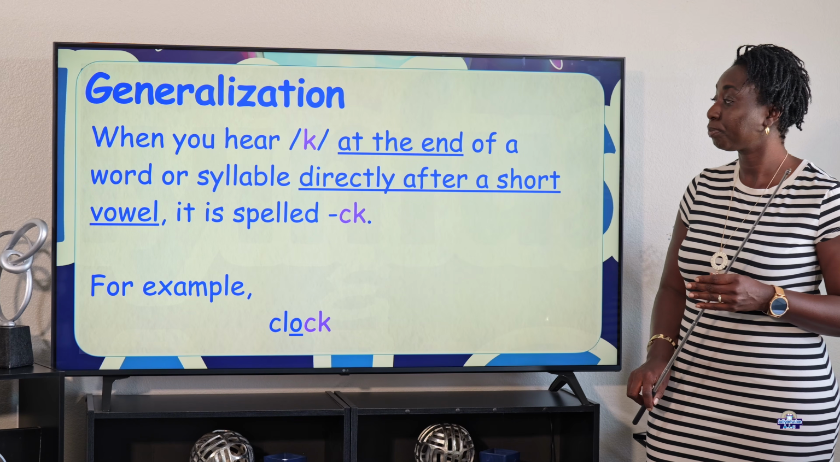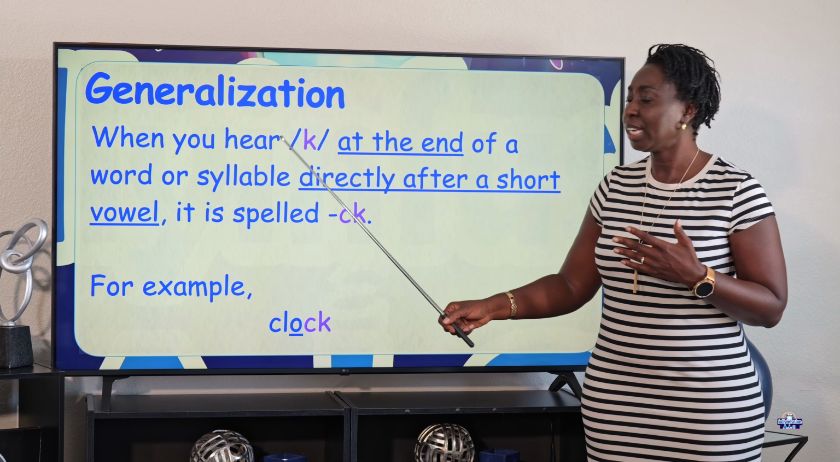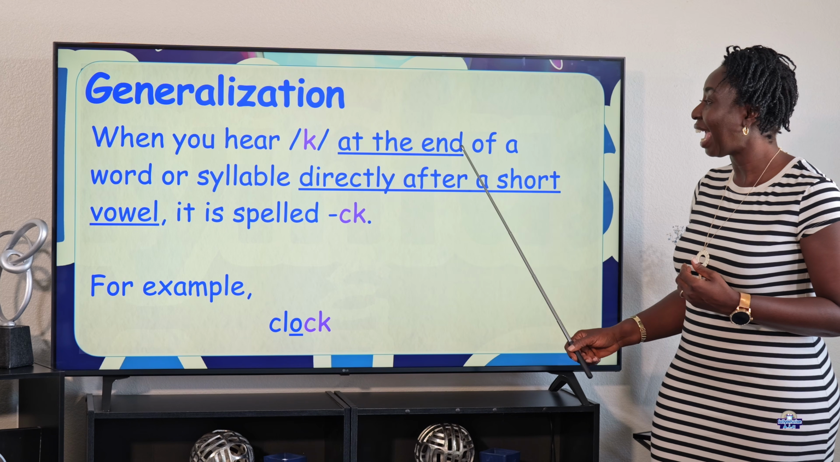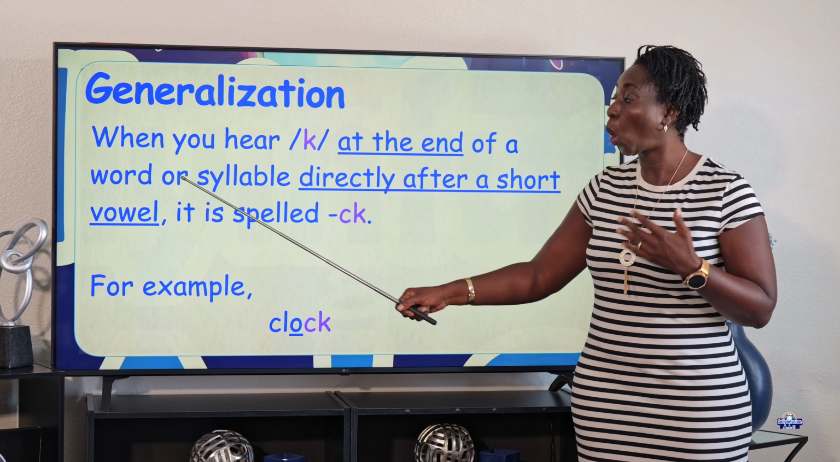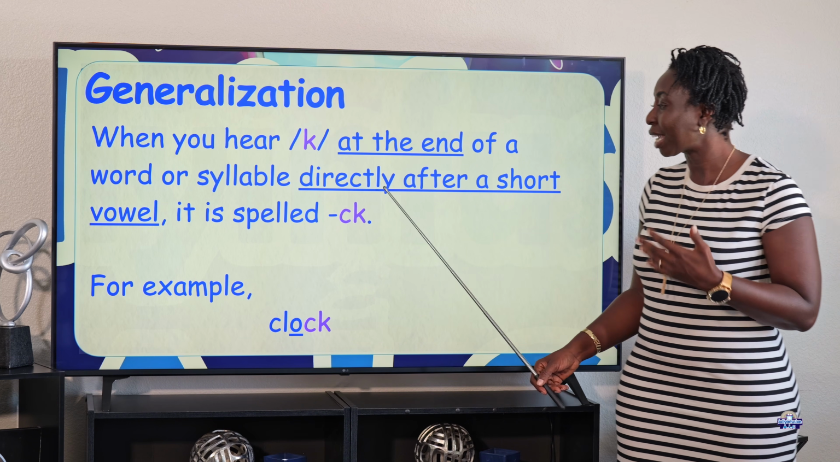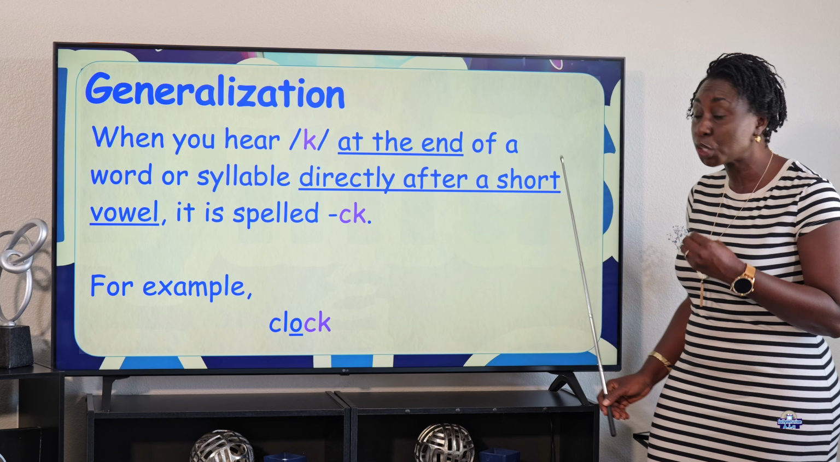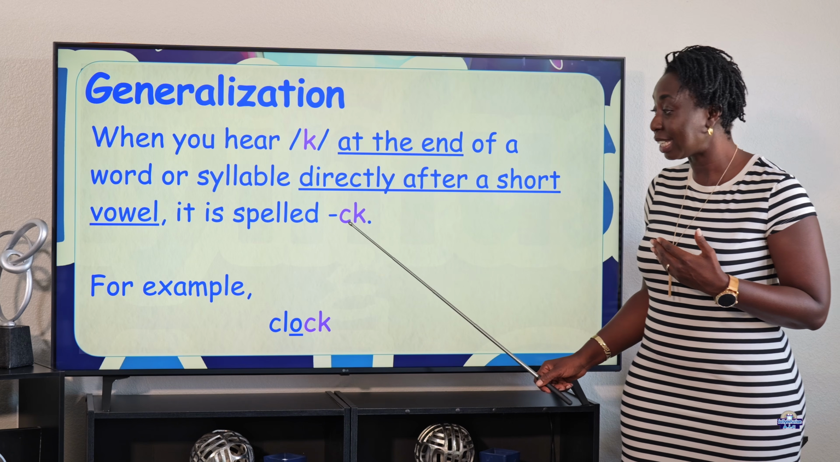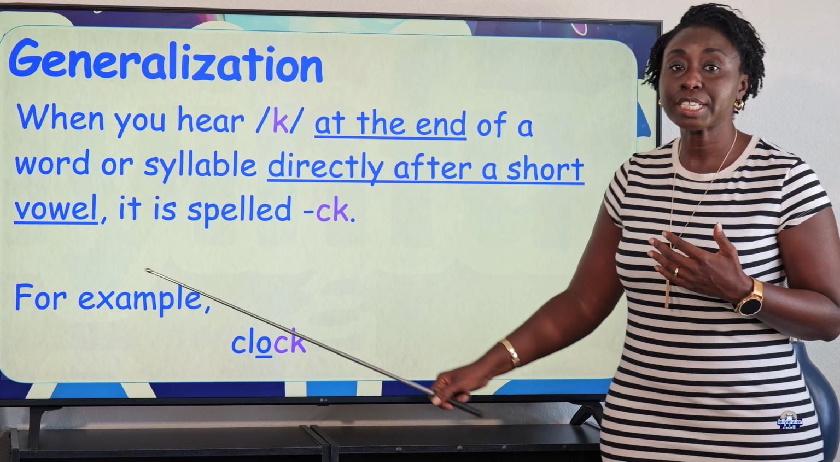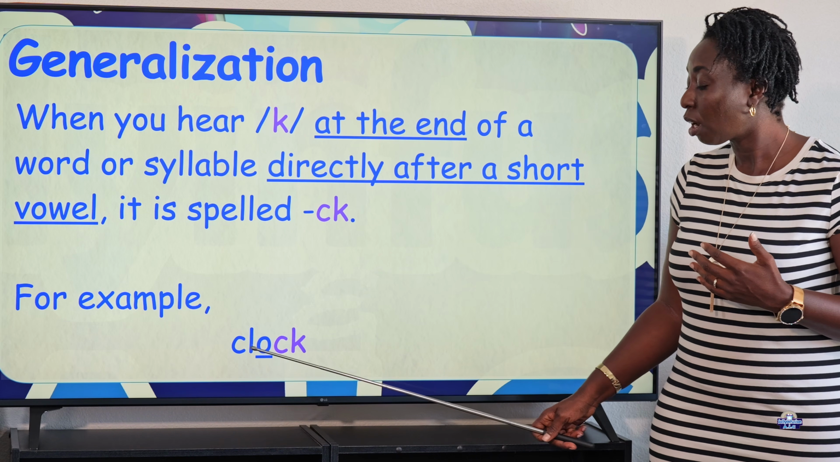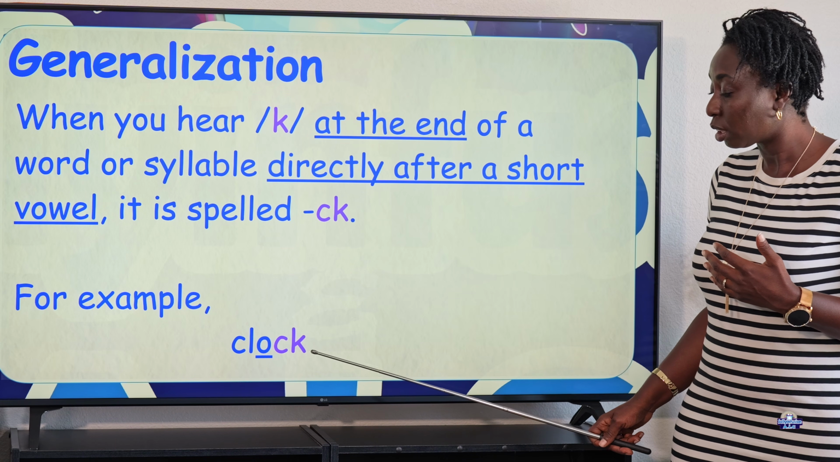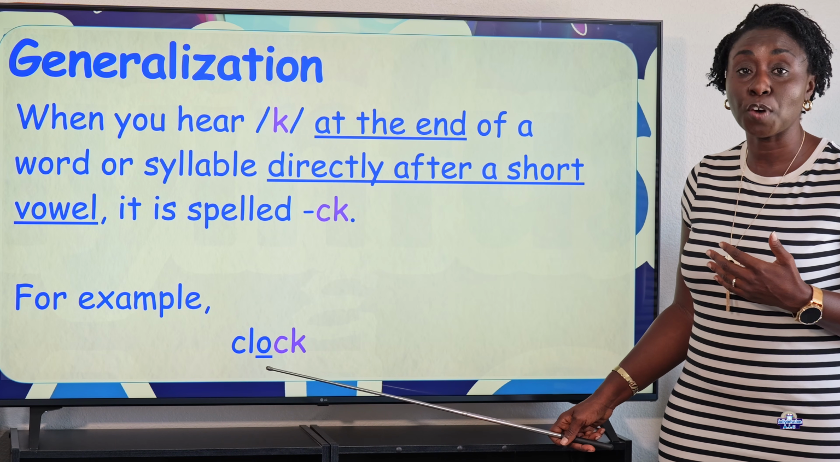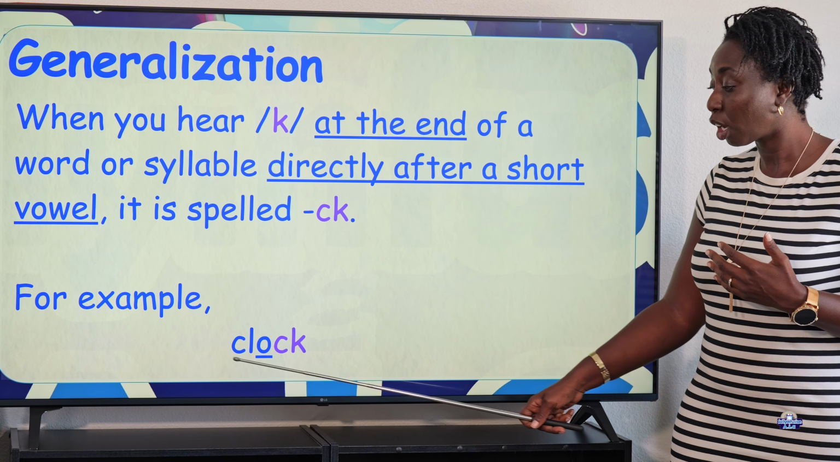CK. When you hear K at the end of a word or syllable directly after a short vowel, it is spelled CK. For example, clock. Short vowel, CK, clock.